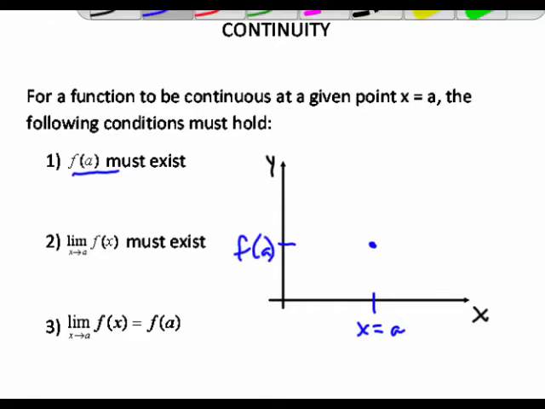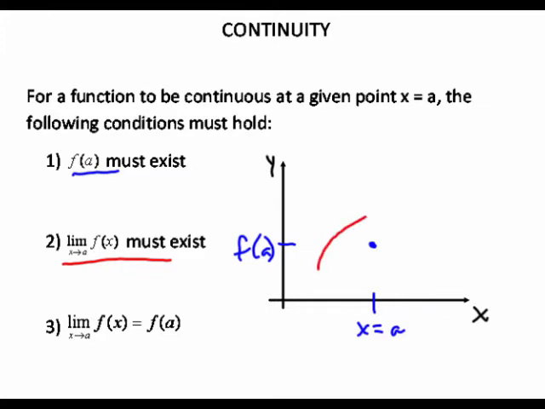Second, the limit as x approaches a of the function must exist, which essentially means that there must be graph around that point. So let me draw a situation where I have the limit existing. Basically, we know that for a limit to exist, the function must approach the same value from both sides. So I have a limit existing at x equals a. But you'll notice that the function is not connected, so it's not yet continuous.